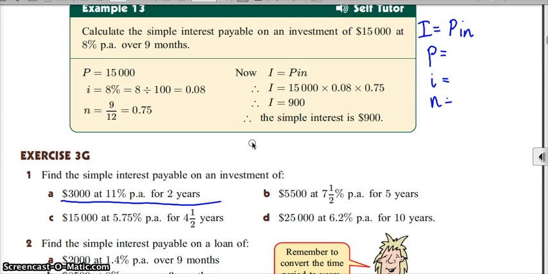Find the simple interest payable on an investment of $3,000. So you are putting this $3,000 into a bank. All right, so the principal, or the amount you're putting in, is $3,000. The principal is always dollars.